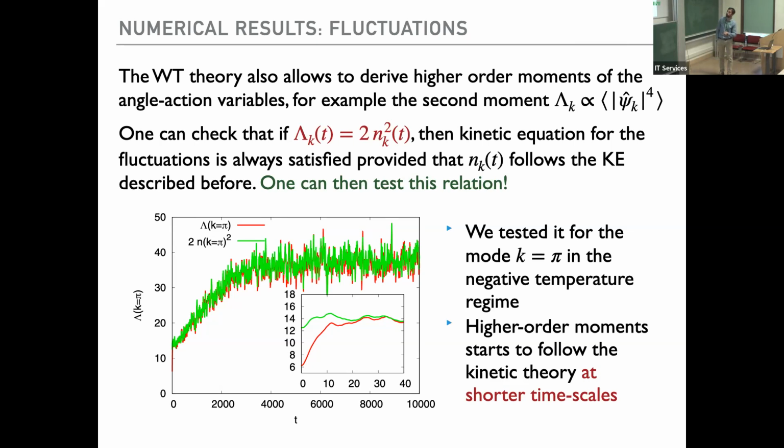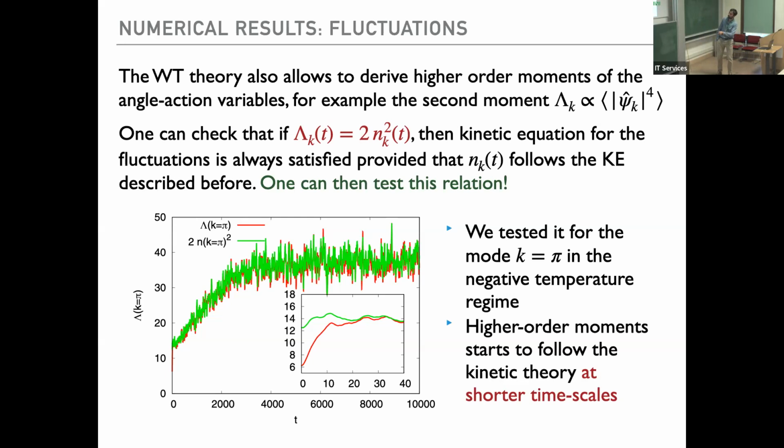For example, here we're doing it for the highest energy mode, k equal to pi, and this quantity here that we can also measure. You can see here that except for a very short time, where 0 is the initial time of the simulation and 40 is in our unit time, these two quantities don't overlap, but then after 40 time units, they really overlap. So this means that the fluctuations follow the kinetic theory almost immediately. So the kinetic theory for the fluctuation works at much shorter time scales.